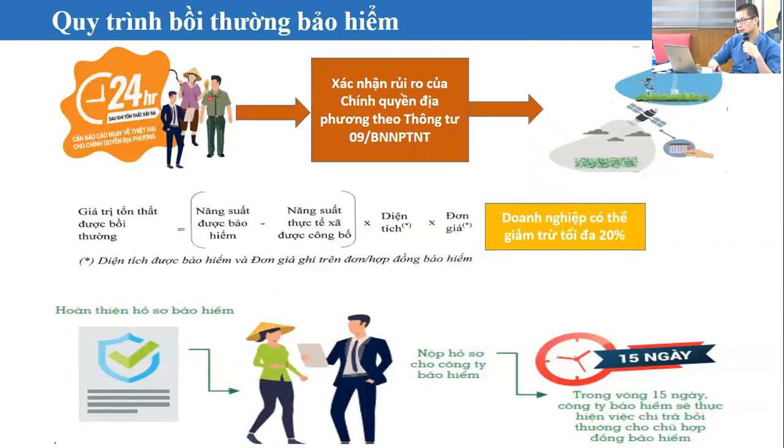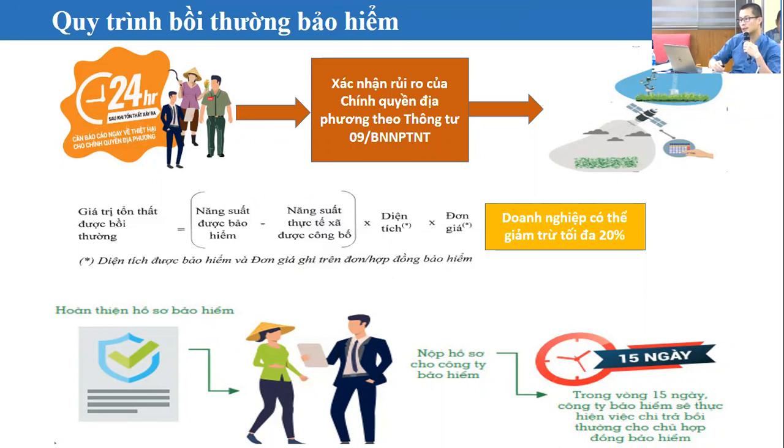Cuối cùng tôi đề cập một chút về quy trình bồi thường bảo hiểm. Đầu tiên, nếu có thiên tai hoặc rủi ro xảy ra thì trong vòng 24 giờ người dân sẽ phải báo cho doanh nghiệp bảo hiểm và chính quyền địa phương để họ nắm được thông tin.